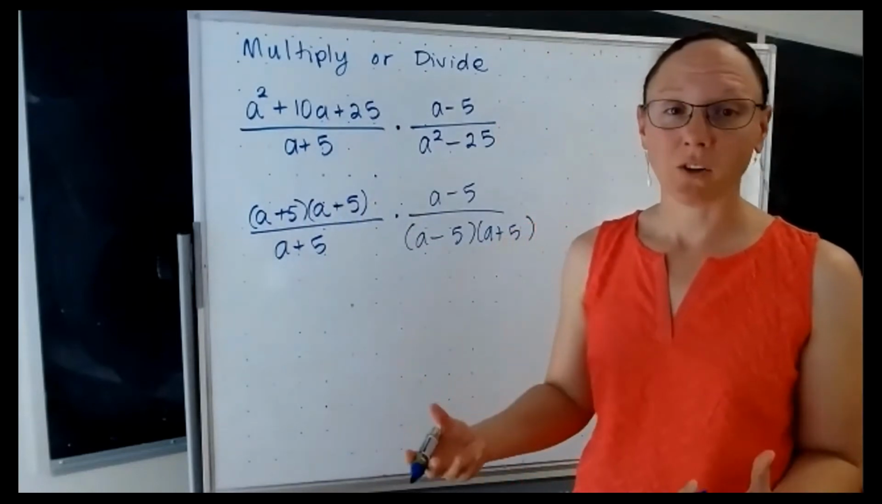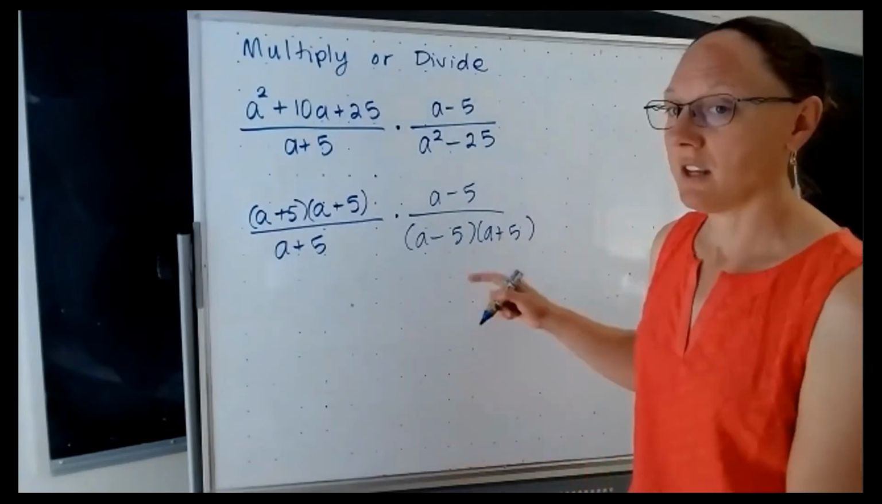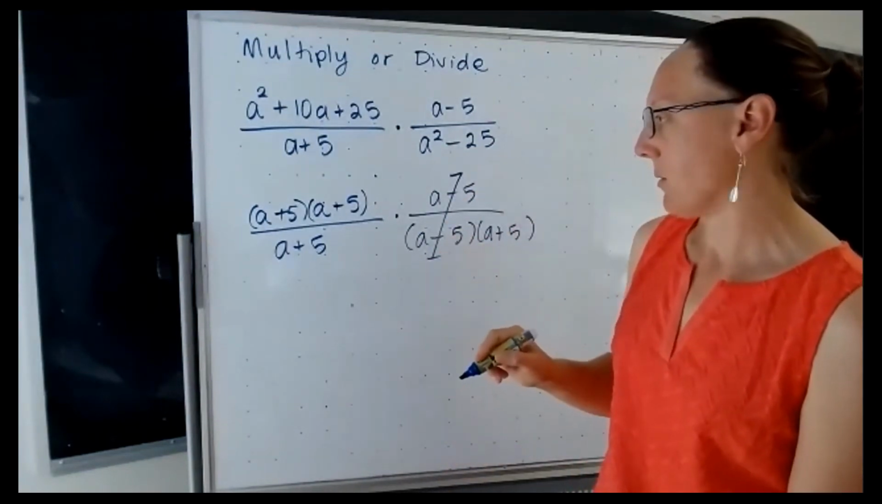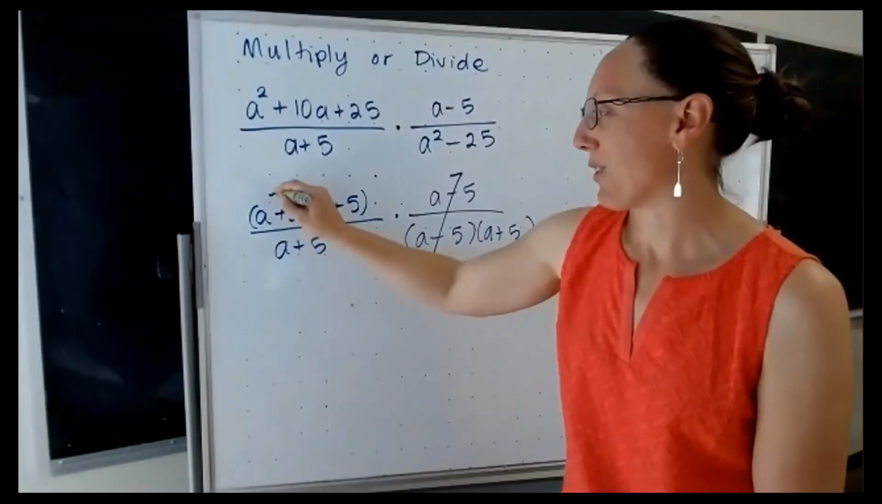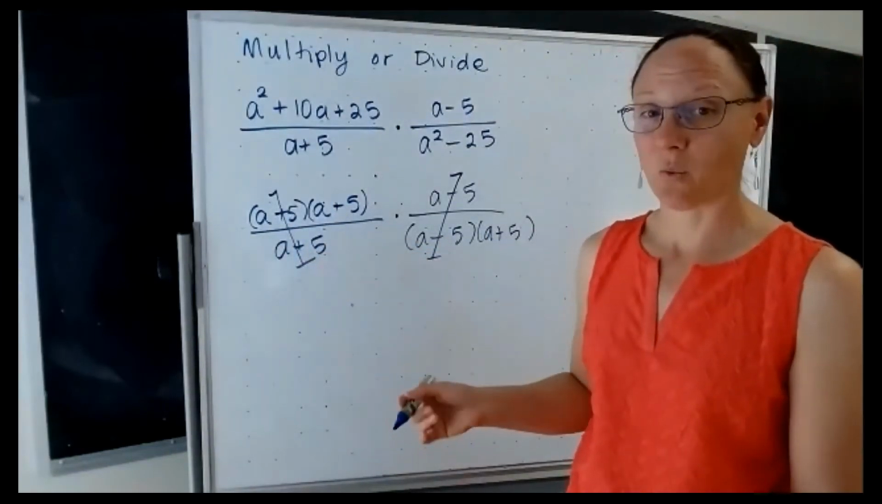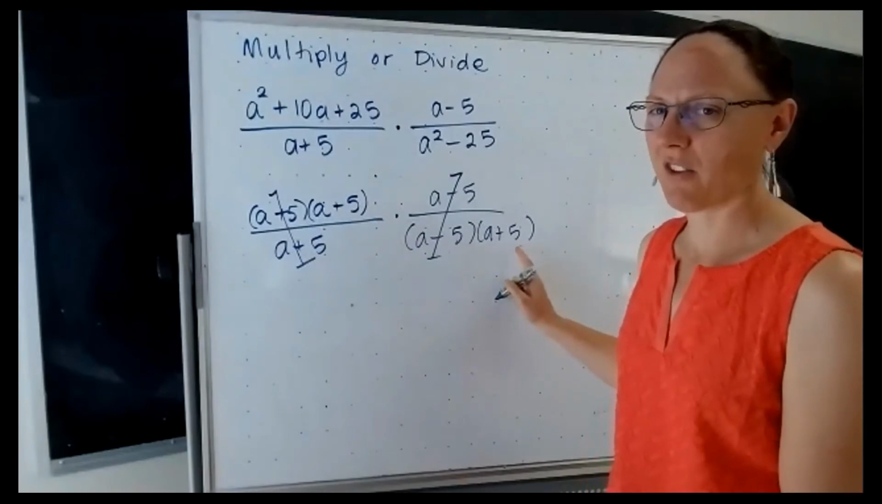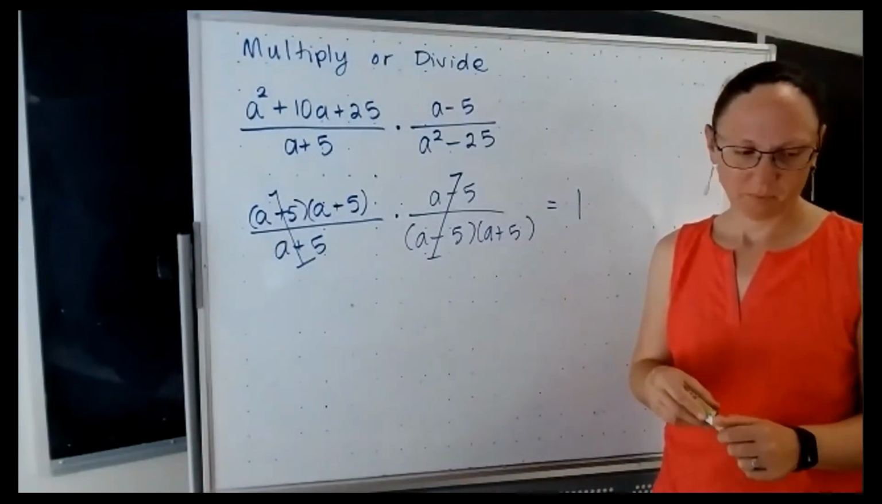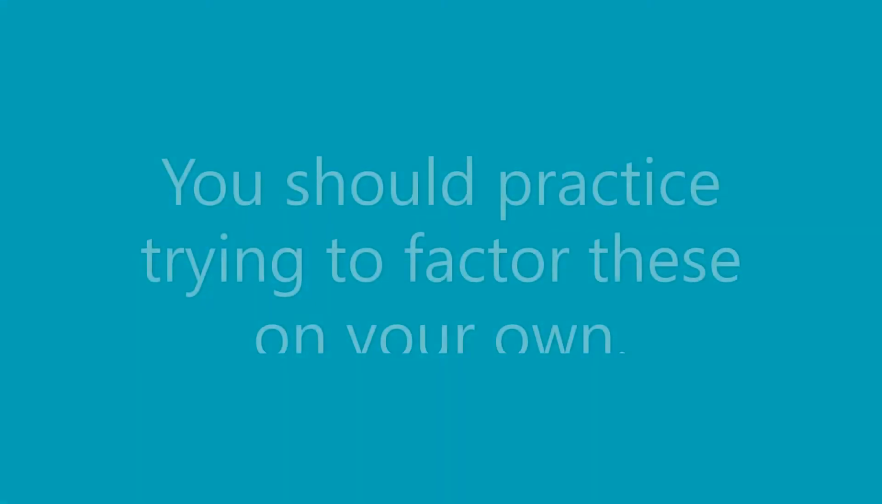Now I'm just going to be careful about canceling out factors. My a minus 5 over a minus 5, that's going to be a 1. A plus 5 over a plus 5, that's another 1. And a plus 5 over another a plus 5, well, dang, the whole thing is equal to 1. Good times.